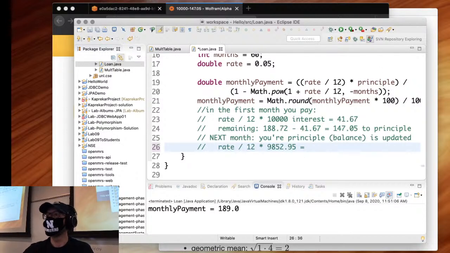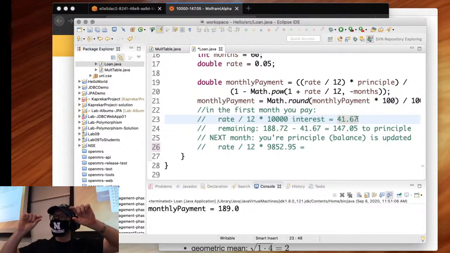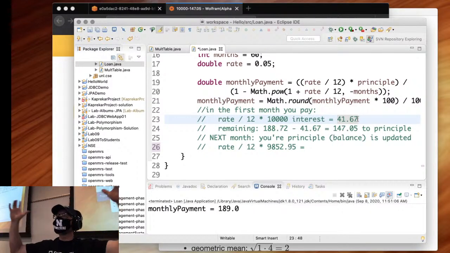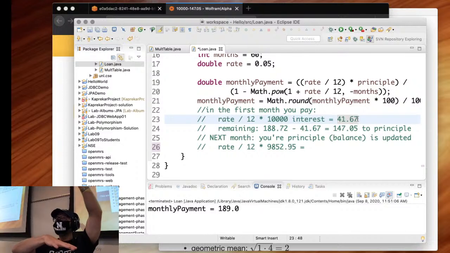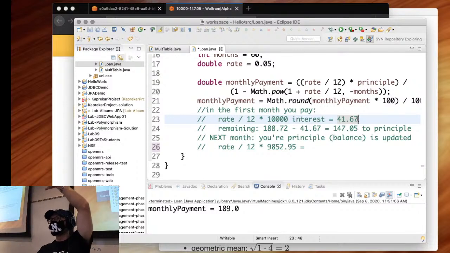Which is going to be even less interest. It's not going to be $41.67 anymore. It's going to be slightly lower, meaning that the amount that you put towards principal is going to grow. So over the life of the loan, the amount that you're paying towards the interest is going to diminish. The amount that you're paying towards the principal is going to increase until you've paid off the loan.